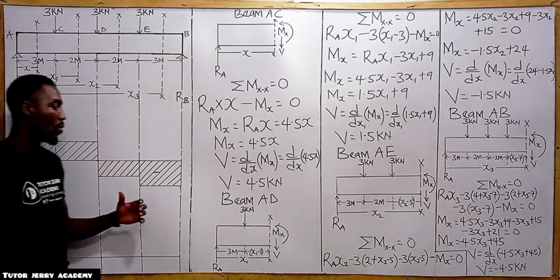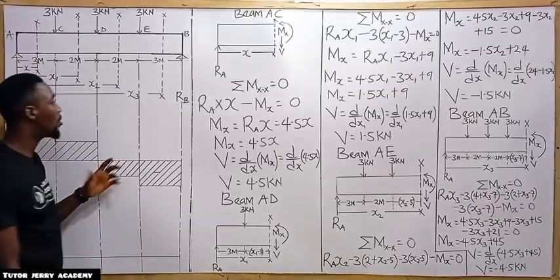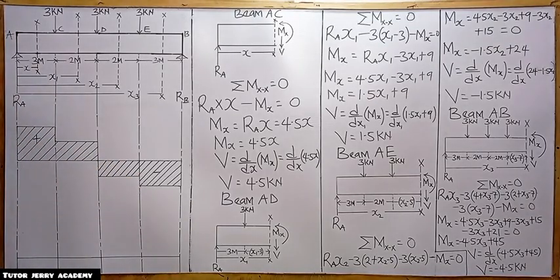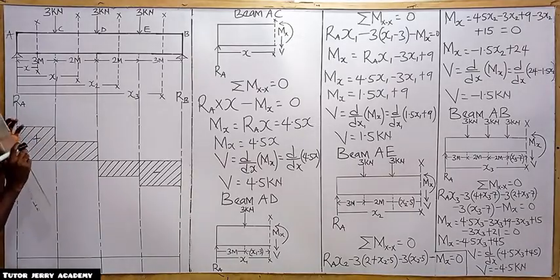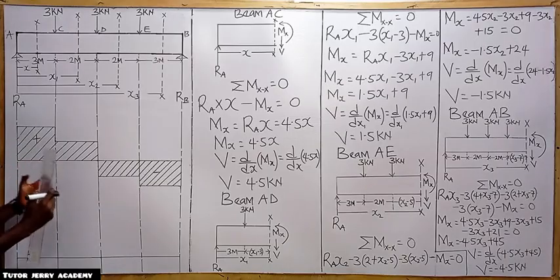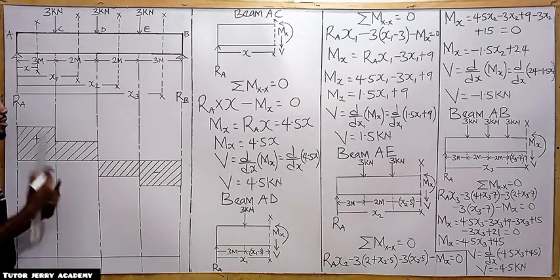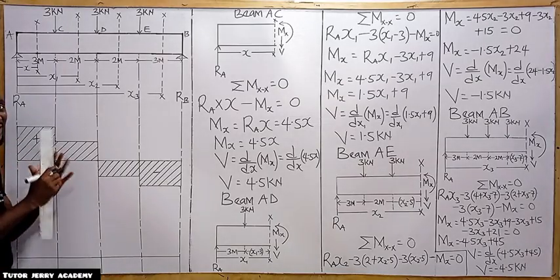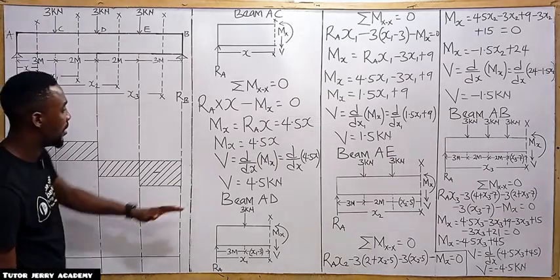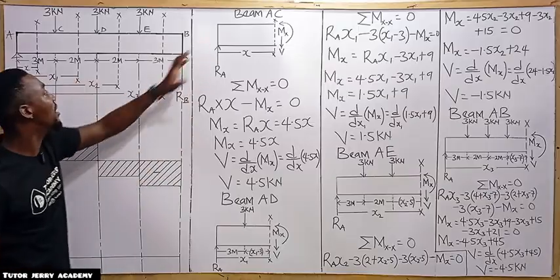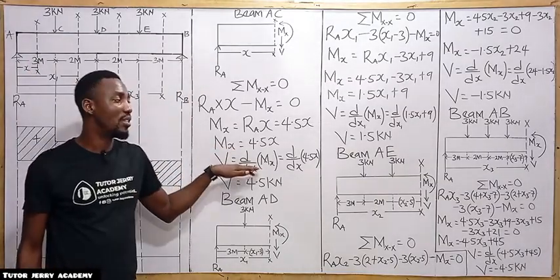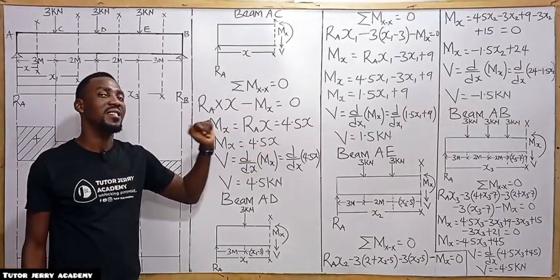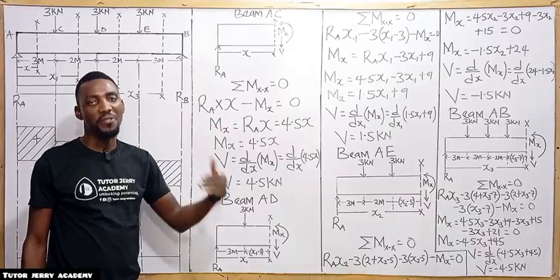All right. So now for us to draw our bending moment diagram, here you are now going to be taking a very important note, because it might be confusing sometimes, but it is very easy. All right, let's go. Easy peasy. Now if you consider beam AC, the bending moment equation there is 4.5 S, right? So what is the value of S?